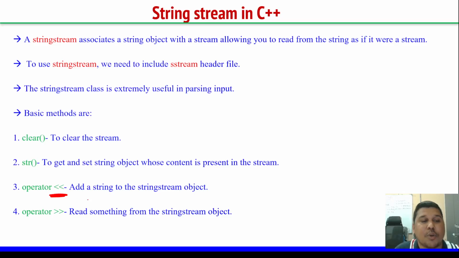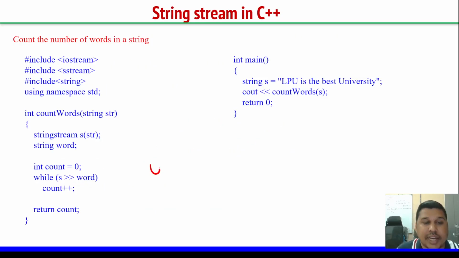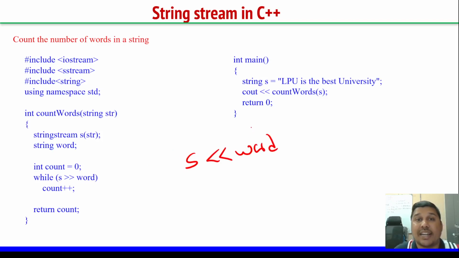What is this insertion operator? It adds a string to the string object. If I write it like this, whatever content is there in word will be copied into s, will be added to s. Whatever content exists in word will be added to s. So this is about string stream.